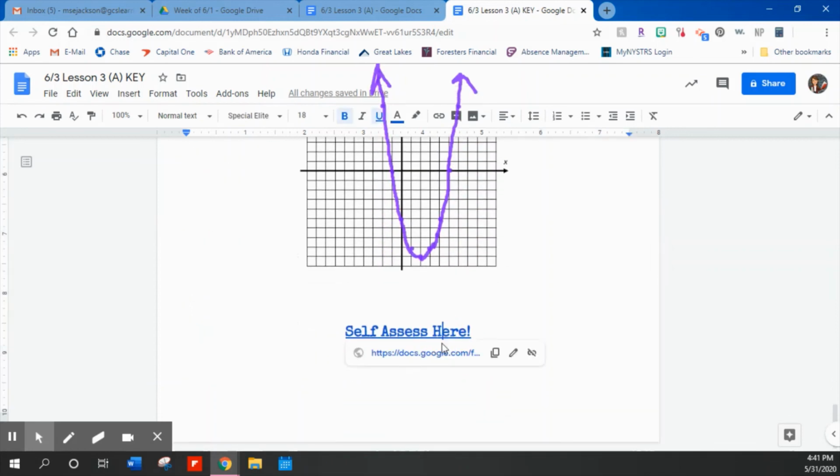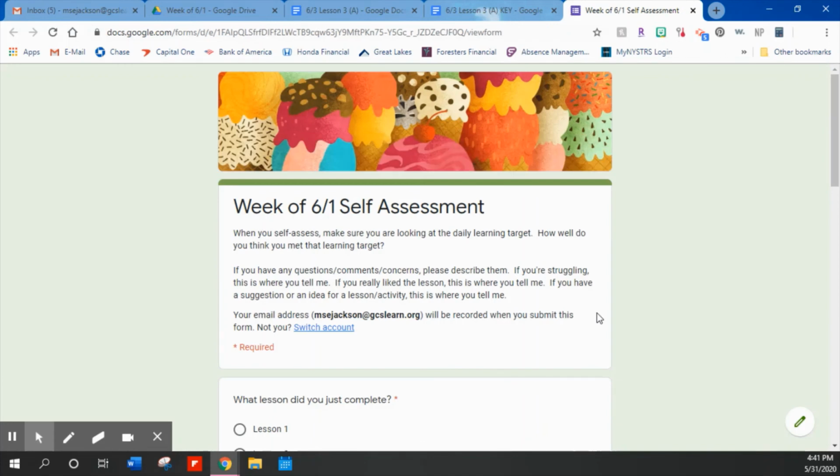That's all we have for lesson 3. Go ahead and self-assess. This is your last lesson for the week, so you can do the practice tomorrow and your evidence of learning, our last evidence of learning on Friday. If you have questions, please let me know.